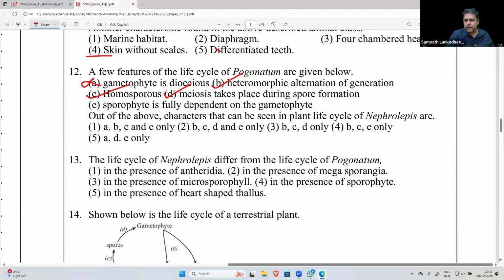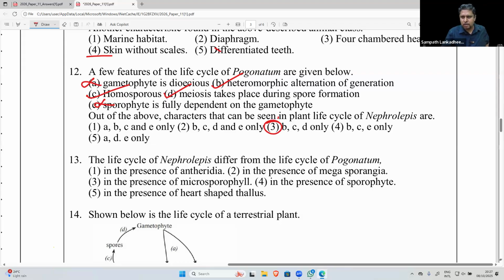Sporophyte is fully dependent on the gametophyte, no. So I would like to take B, C, D. B, C, D as the answer. The 12th one, B, C, D. Third is the answer.